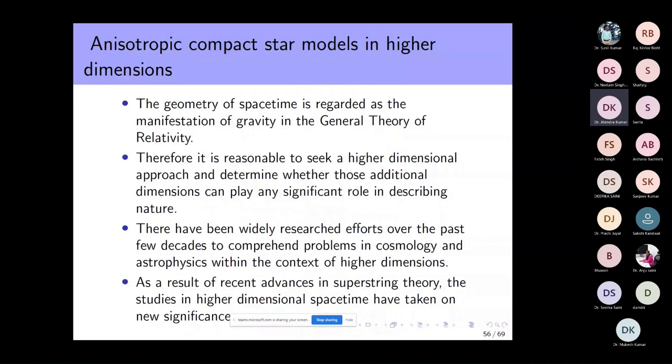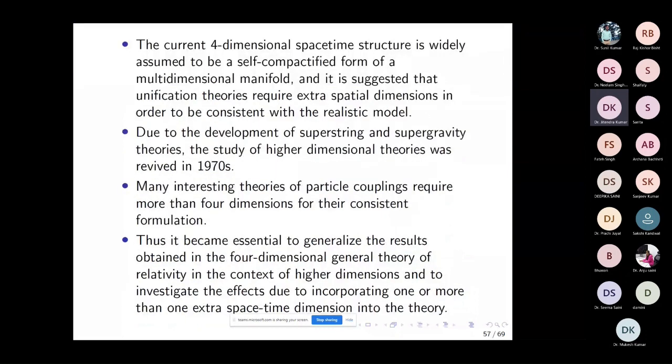As a result of recent advances in superstring theory, studies in higher dimensional space-time have taken on new significance. Basically, currently we are working on four-dimensional space-time structures.